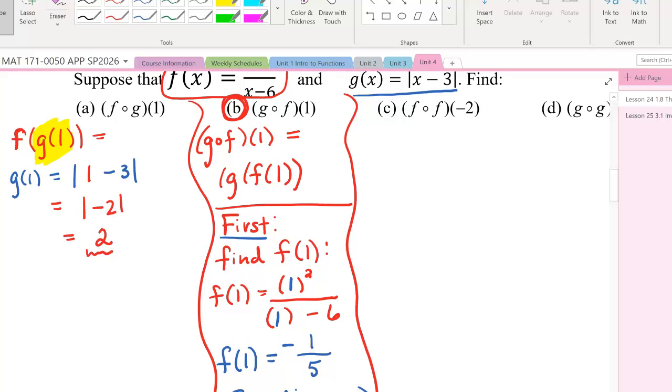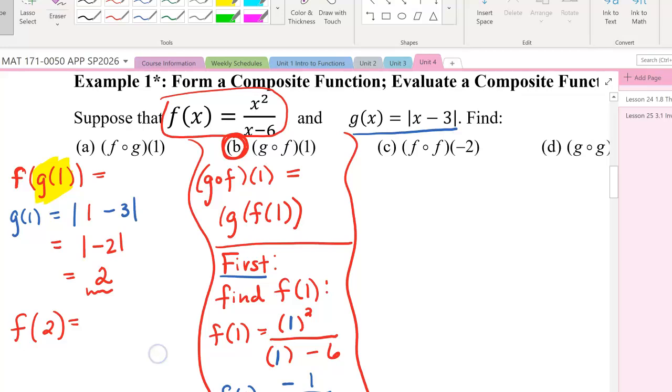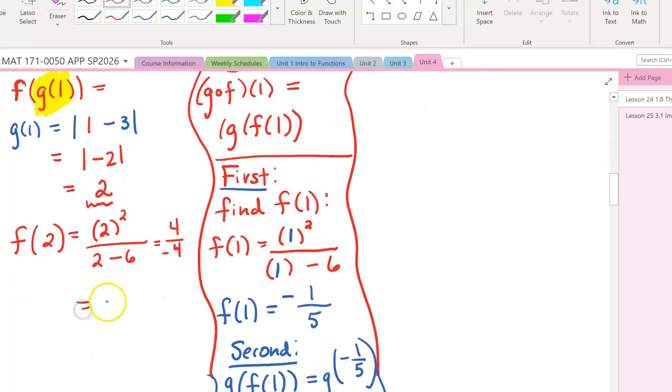So f of g of 1, well, since g of 1 is 2, I can replace g of 1 with 2, and f of 2 is going to equal 2 squared over 2 minus 6, which would equal 4 over negative 4, which is equal to negative 1. So f of g of 1 is equal to negative 1.